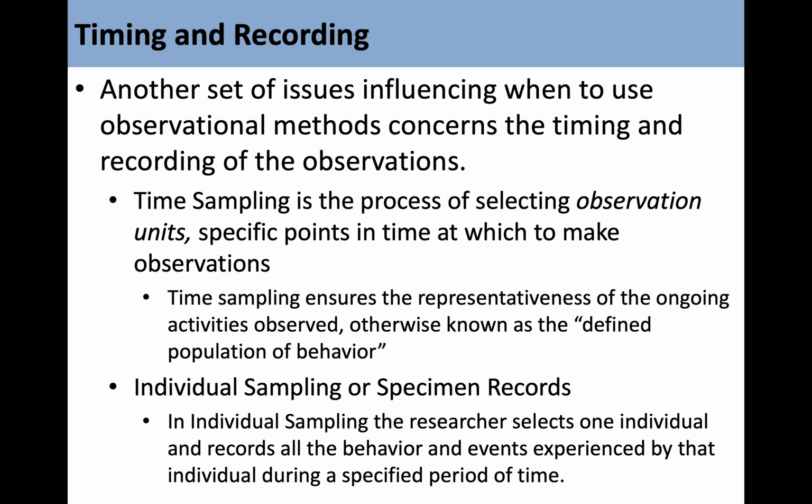Another set of issues influencing when to use observational methods concerns the timing and recording of the observations. Time sampling is the process of selecting observation units, specific points in time at which to make observations. Time sampling ensures the representativeness of the ongoing activities observed, otherwise known as the defined population of behavior. Individual sampling, or specimen records: in individual sampling, the researcher selects one individual and records all the behavior and events experienced by that individual during a specified period of time.